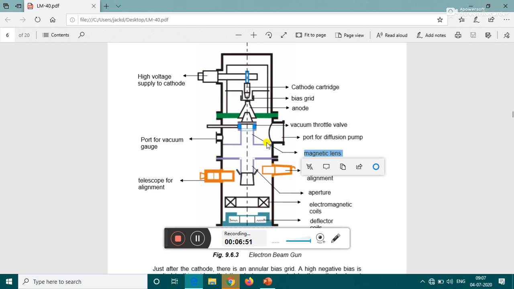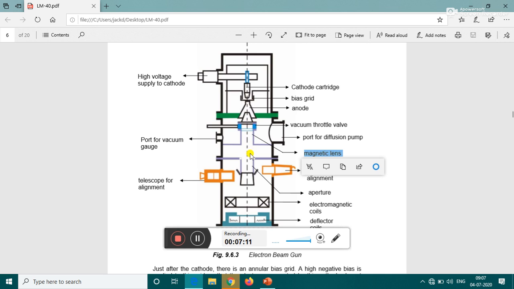And what is the use of the magnetic lens? It concentrates or focuses the beam of electrons. So after the bias grid, which is again a concentrator, this also concentrates or focuses the beam of electrons.